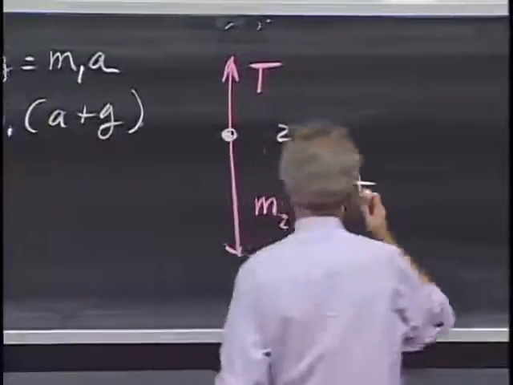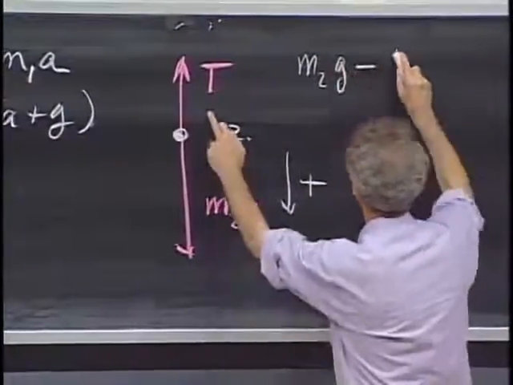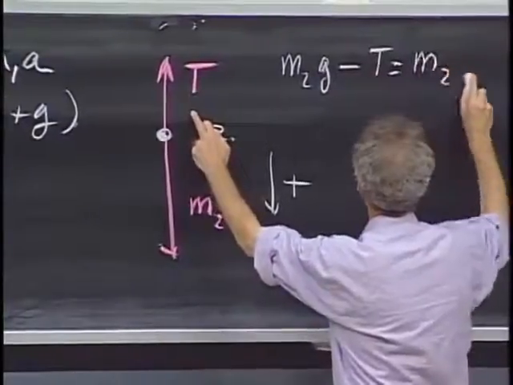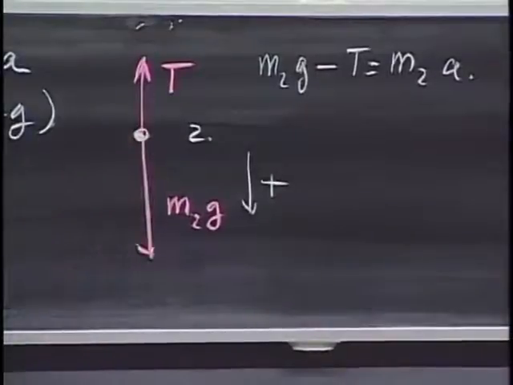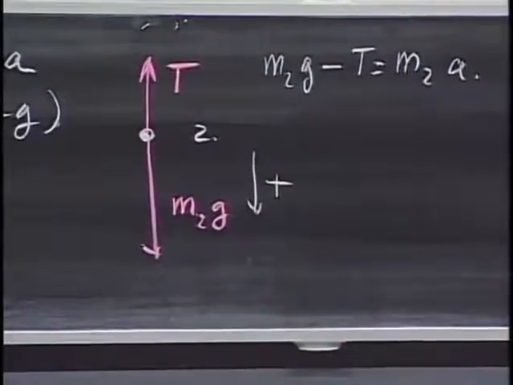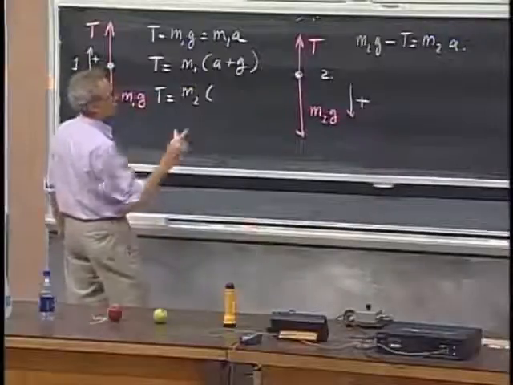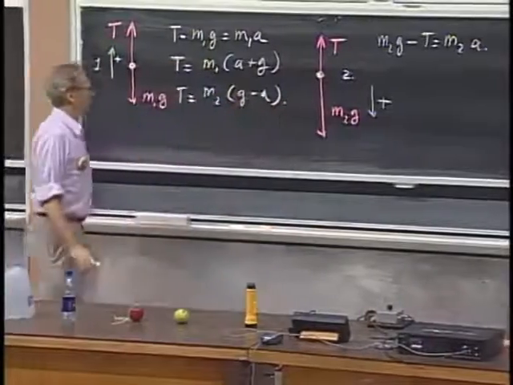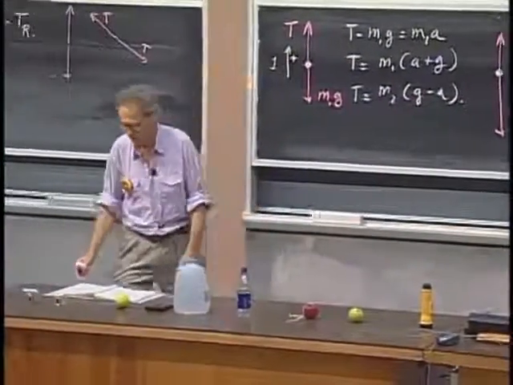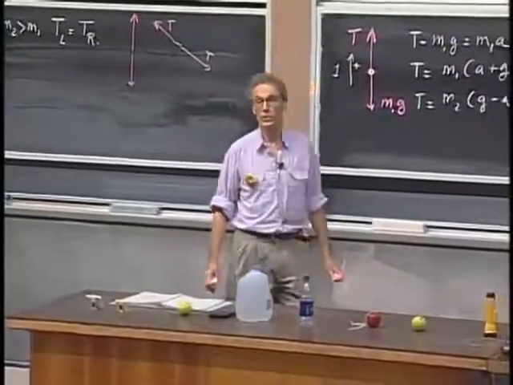So now I apply Newton's law. I get m2g minus T equals m2a. And so I get T, I write it here, equals m2 times g minus a. Two equations with two unknowns. Well, that shouldn't be so hard to solve these two equations.